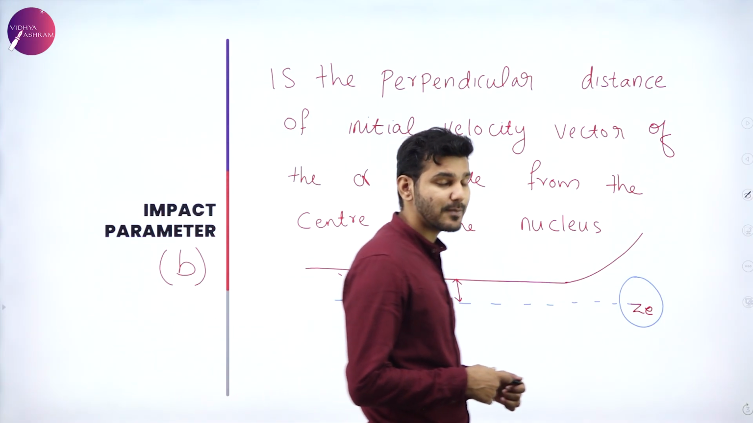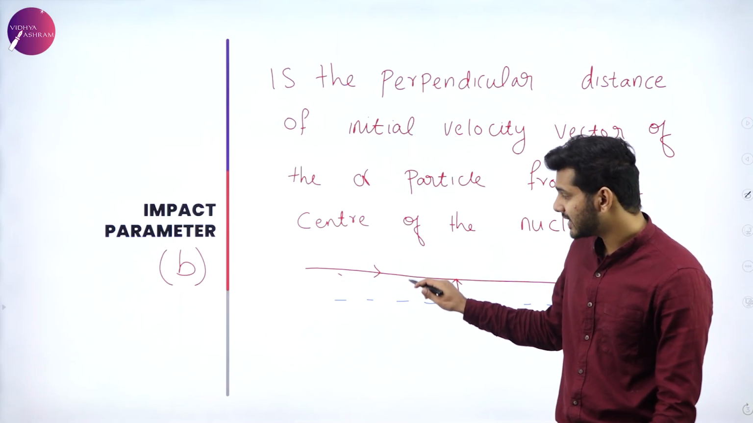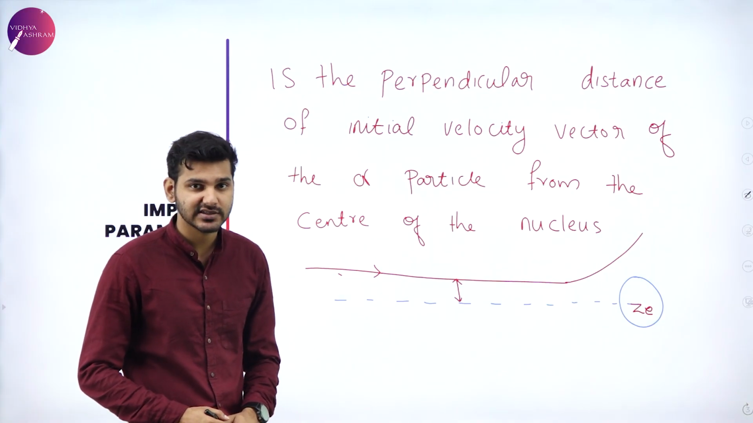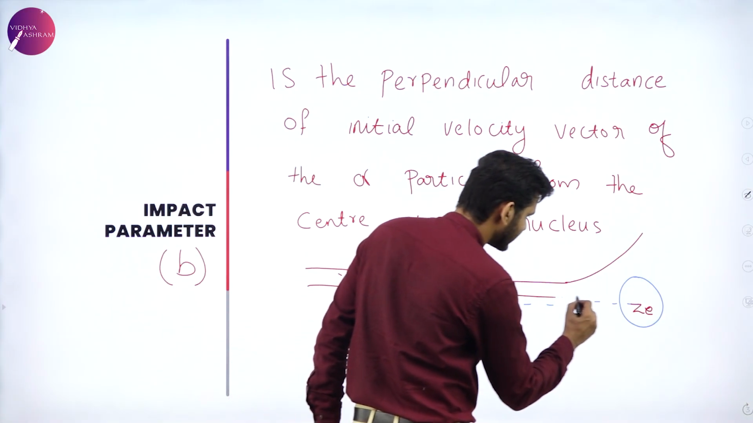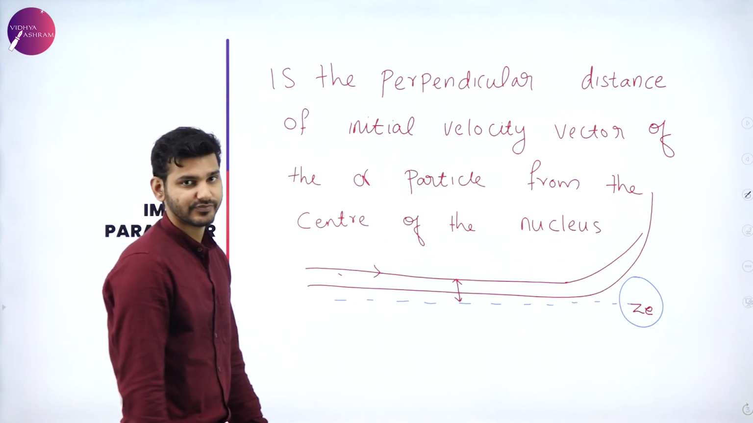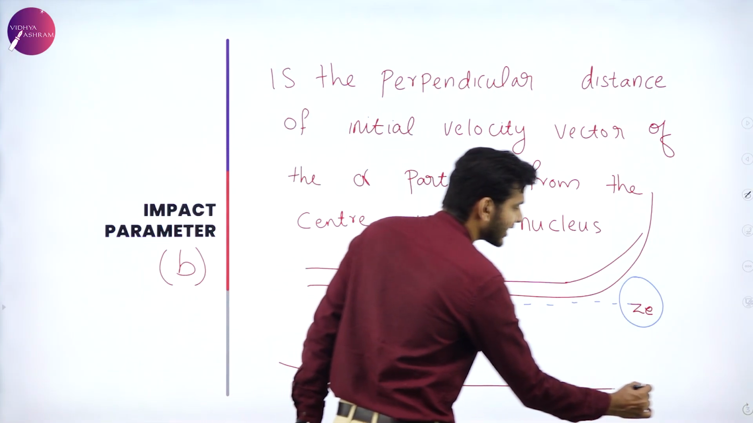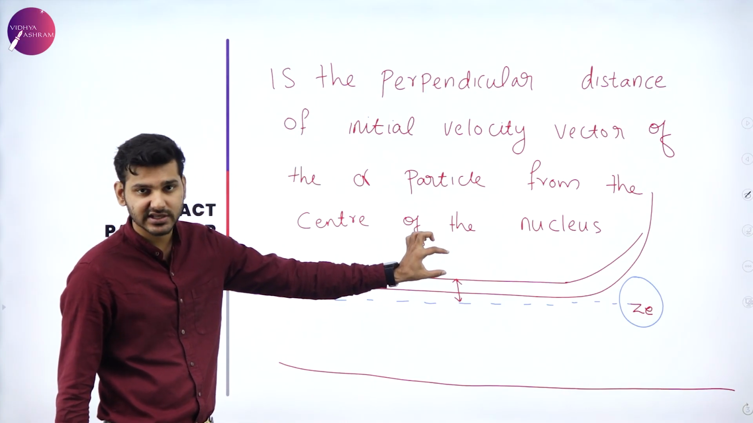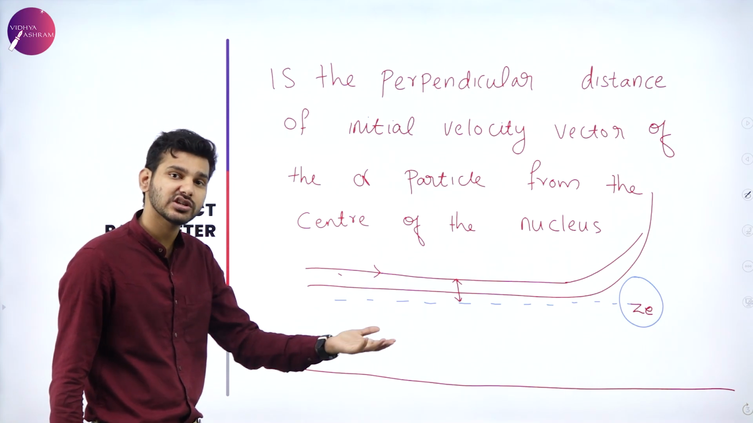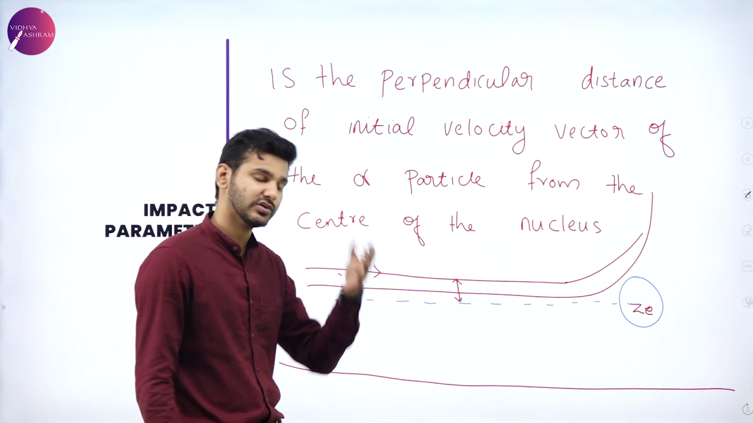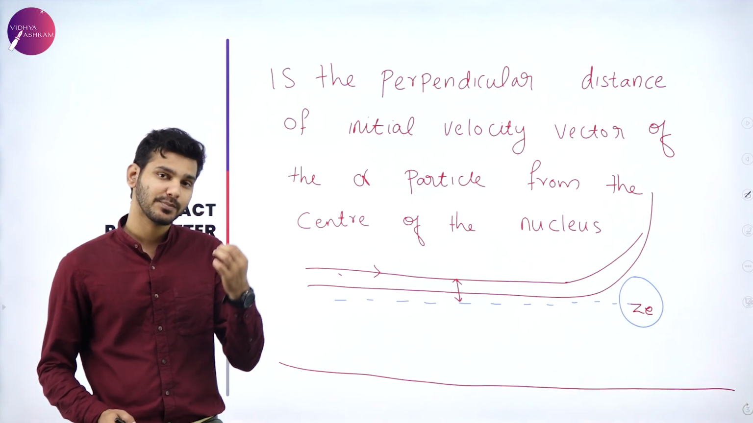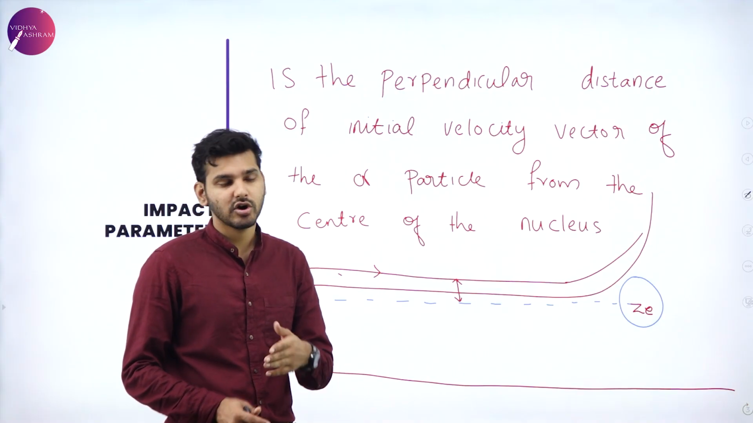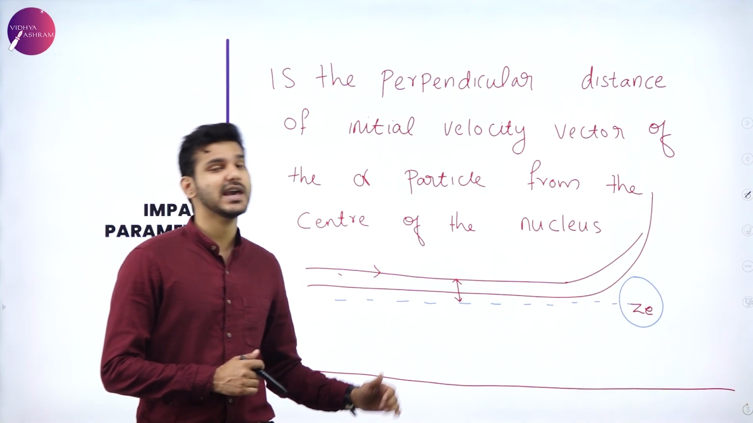So what is the importance of impact parameter? If this distance decreases, then the angle of scattering increases, because if this is the distance, then the scattering angle will be more. But if it is moving like this, the scattering angle will be less to none. So this perpendicular distance determines how much the alpha particle is scattered. That quantity is known as the impact parameter, and it determines the amount of scattering, or the degree of deflection, of the alpha particle.